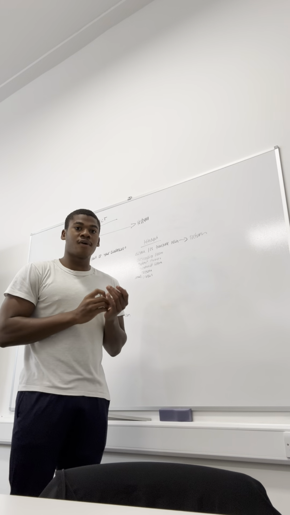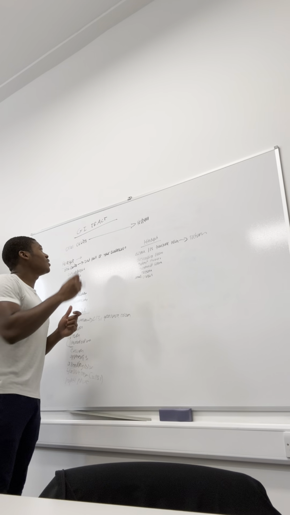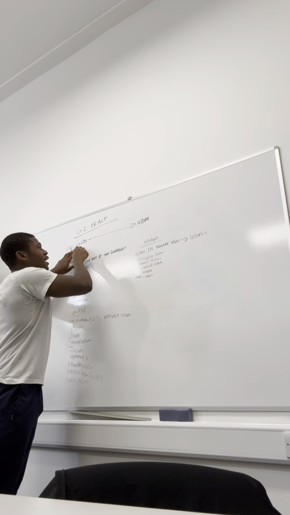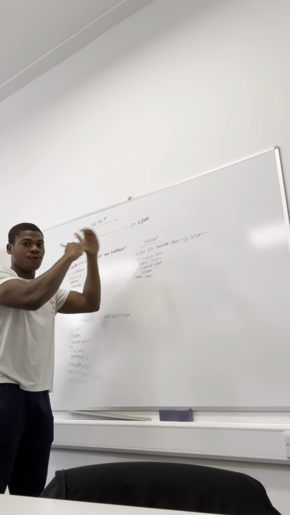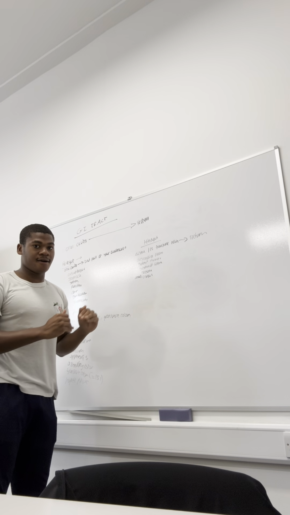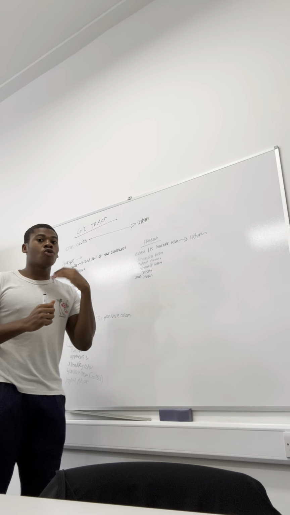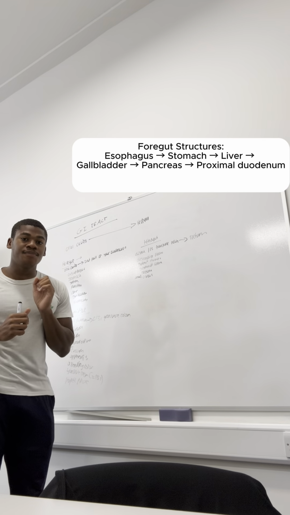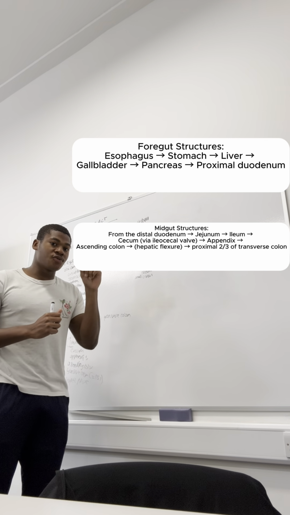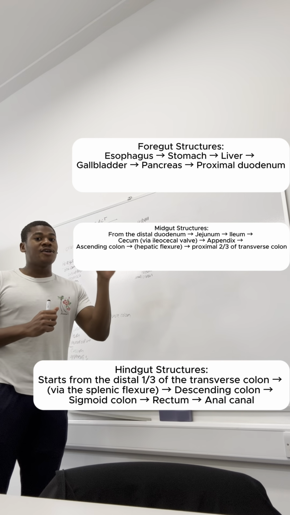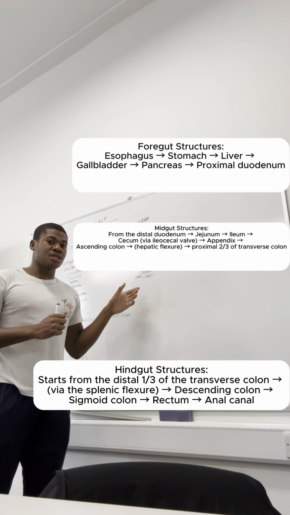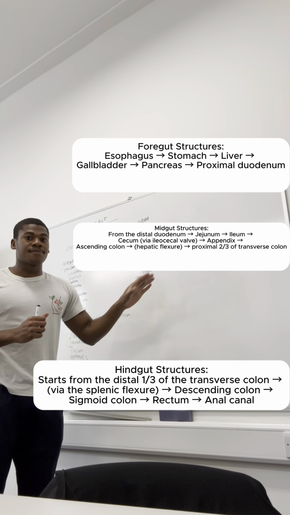I'm just going to run from the top. We know that the GI tract is everything continuous from your oral cavity to your rectum, and we can break it up into 3 subdivisions: your foregut, your midgut, and your hindgut. Your foregut is everything from your oral cavity to the second part of your duodenum. Your midgut is everything onwards from the second part of your duodenum to 2/3 across your transverse colon, and your hindgut is the distal third of your transverse colon all the way down to your rectum.